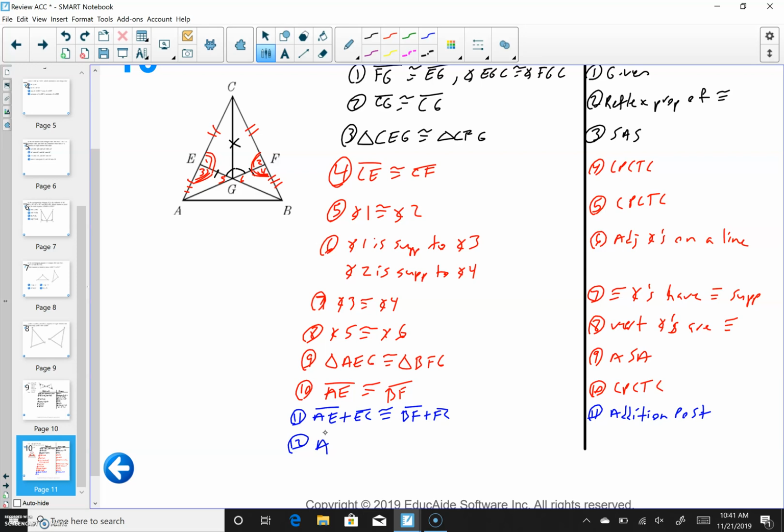And then the last piece to finish this up is going to be that now we're going to substitute in the whole side. AC is congruent to BC, and that's going to be our substitution piece and our prove statement.